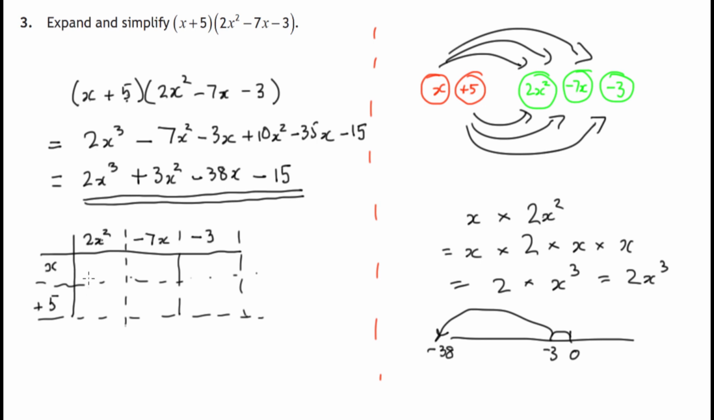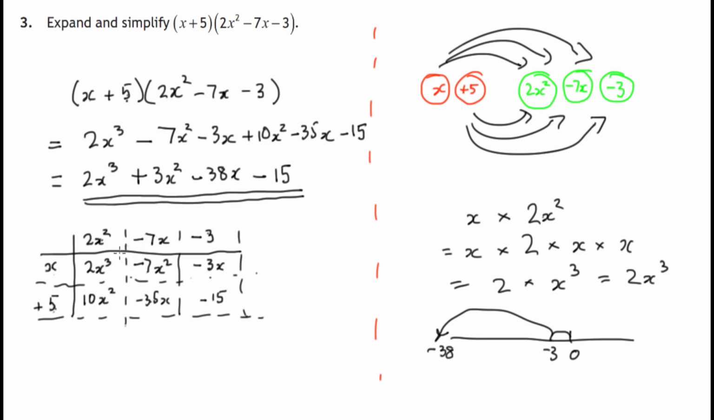So there's x times 2x squared gives us 2x cubed. There's the x times negative 7x is negative 7x squared. It can be done in any order. There's 5 times negative 3 is negative 15. In here would be x times negative 3, negative 3x. In this one, 5 times negative 7, that's negative 35x. And in this one, 5 times 2x squared, there's your 10x squared.